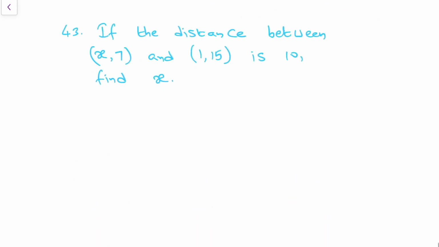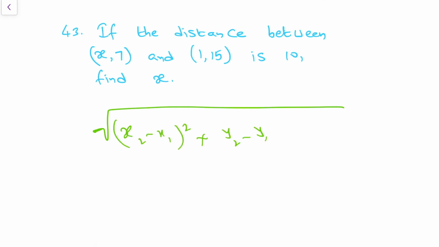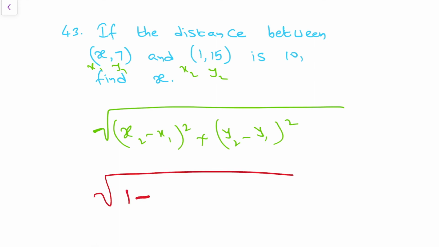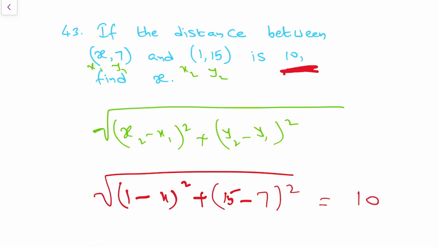Next, if the distance between (x, 7) and (1, 15) is 10, then find the x value. Again the same distance formula only, under root x2 minus x1 whole square plus y2 minus y1 whole square. This is x1 y1 and this is x2 y2. Let us substitute here: under root x2 is 1 minus x1 is x whole square plus y2 is 15 minus y1 is 7 whole square, equals 10, because he mentioned in the question the distance is 10.